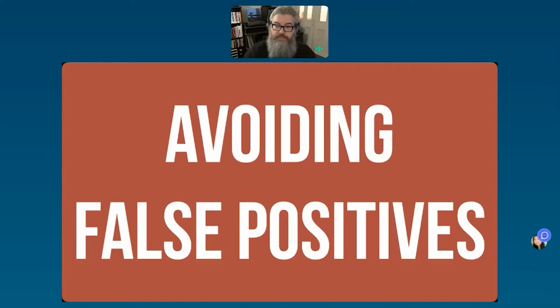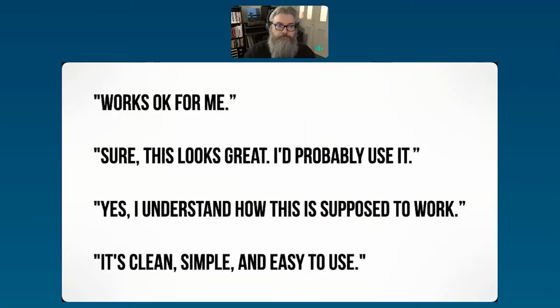And in this case, positive feedback led to a somewhat negative outcome because we dug into the research and a pattern appeared in the feedback. Let's look at some examples. Some of the feedback in these sessions are phrases I've heard over and over, and depending on how much research and how many interviews you've done, you've probably heard them as well. Things like, well, this works okay for me. It looks great. I'd probably use it. Yes, I understand it. Or it's clean, simple, and easy to use.